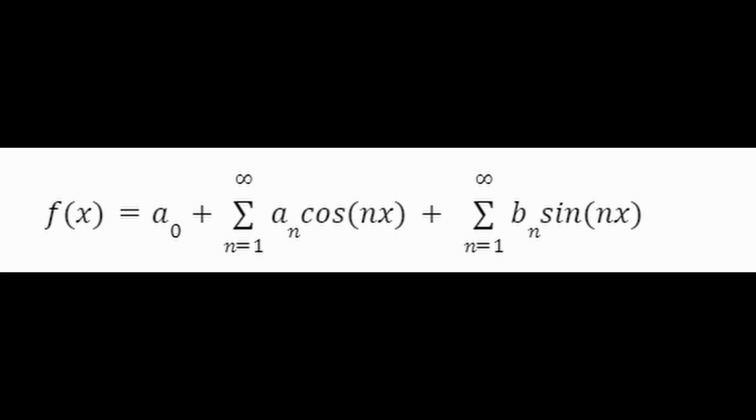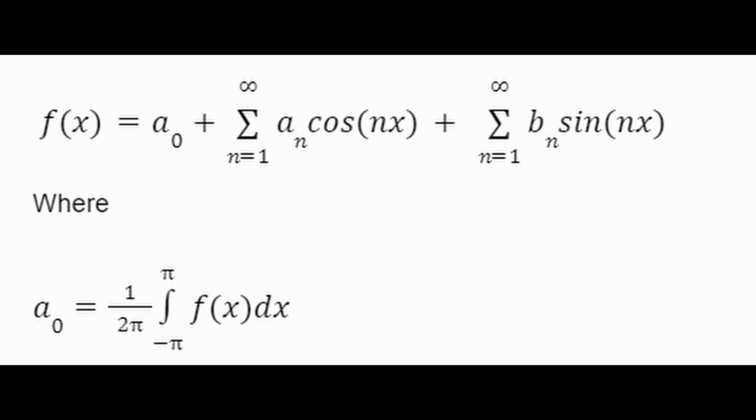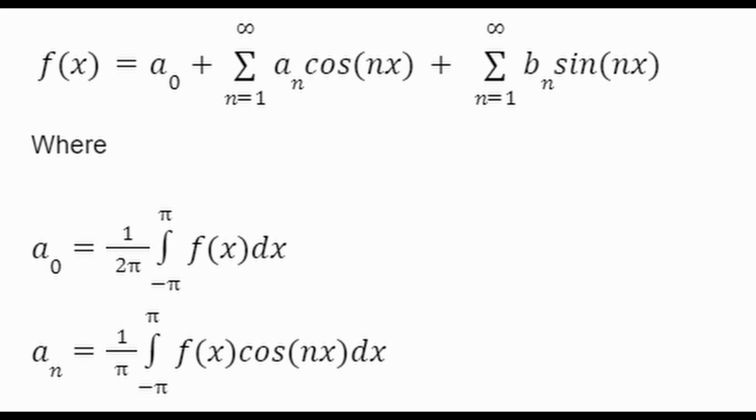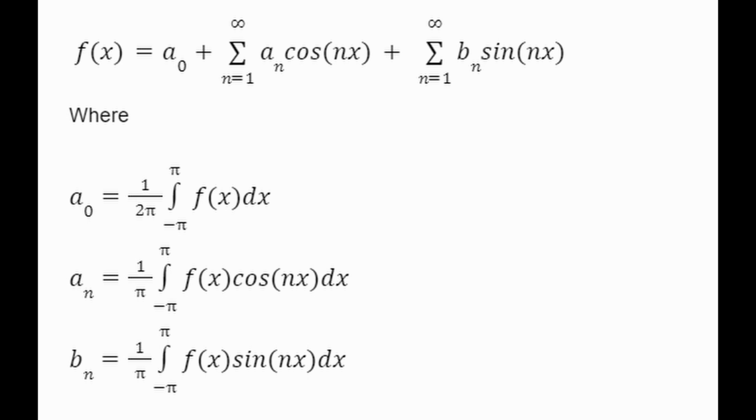The first thing to think about when doing a Fourier series is that the Fourier series of f of x from negative pi to pi is the thing that I have on screen, where a naught is this, a n is this, and b n is this. Great, now we have a function for a Fourier series with the bounds negative pi to pi.